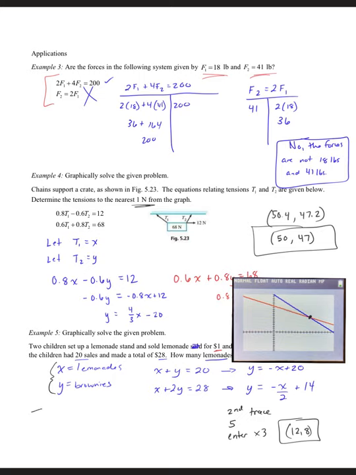Or you could say they sold 12 lemonades and 8 brownies. And then what you should also do is double check that. If they sold 12 lemonades at $1 a piece and 8 brownies at $2 a piece, do you get $28? Yes. And you should also double check that if you add 8 and 12, do you find 20 sales? Yes, you do.